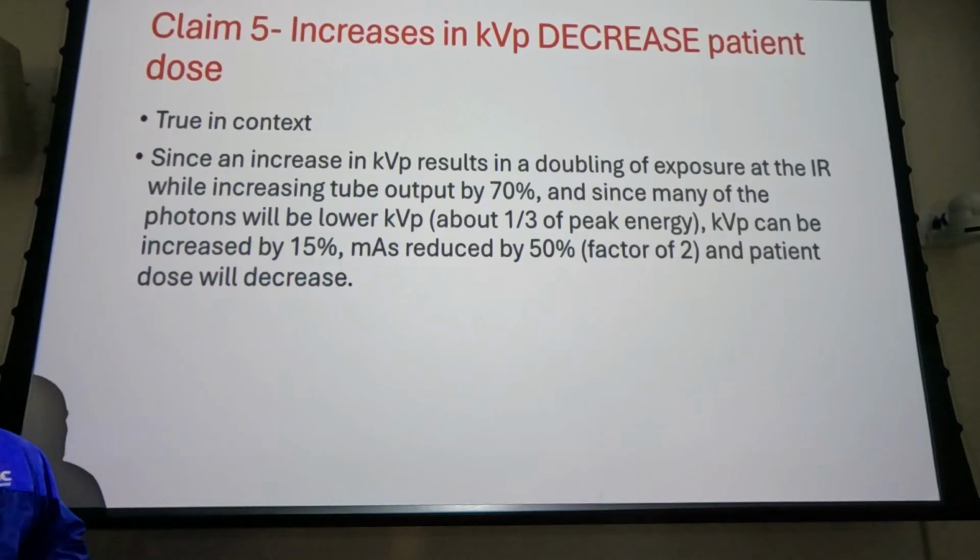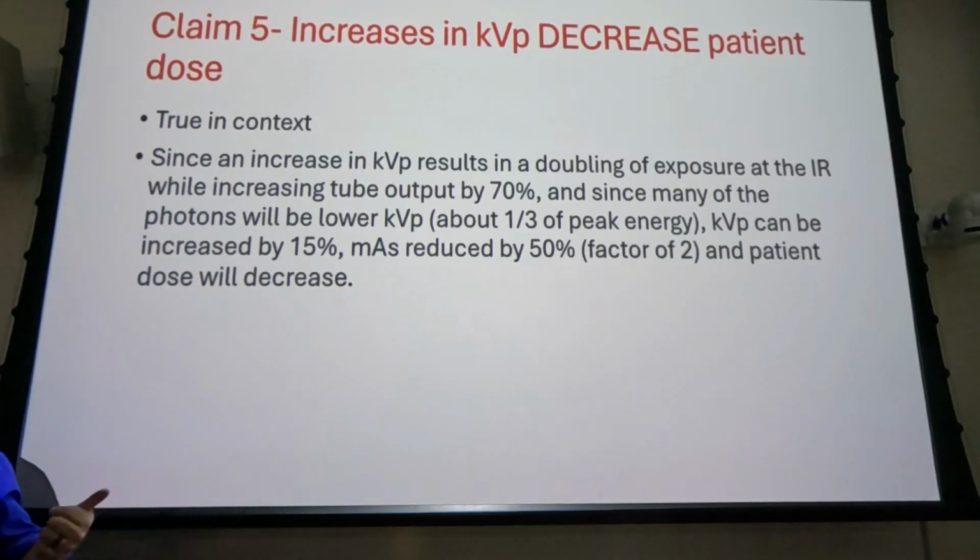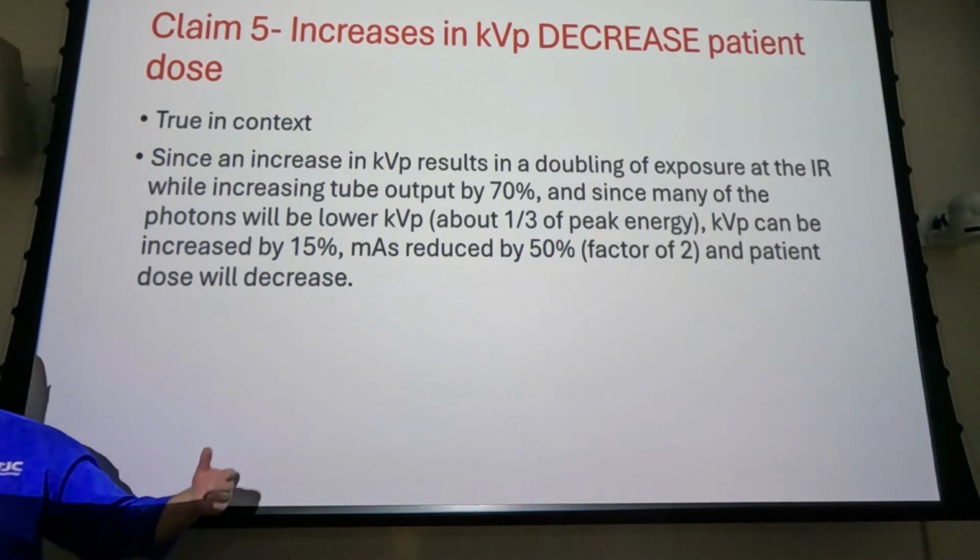So both of those things can be true. Read your questions carefully. If your question just says you increase kVp, what happens to patient dose? It increases. If you increase your kVp by 15%, how much of a change at the image receptor? Factor of 2. What happened to the patient dose? It increased. So if you use what we refer to as the 15% rule, a change in kVp by 15% and an opposite change in mass by a factor of 2, then what would happen to the patient dose? It would decrease, right?